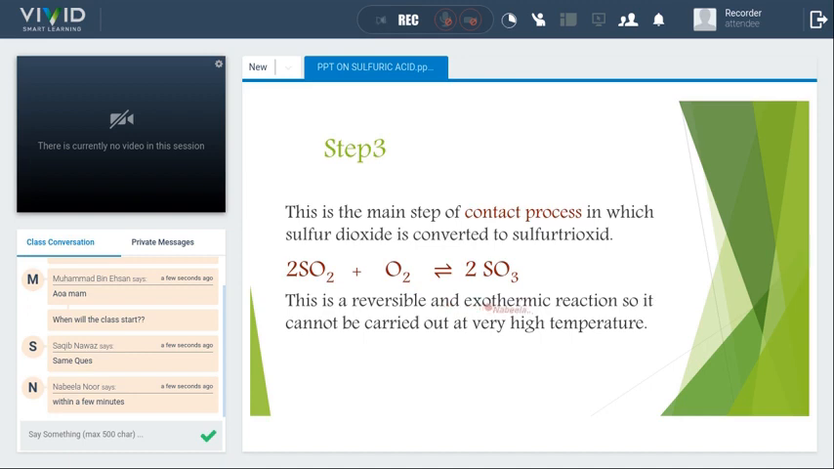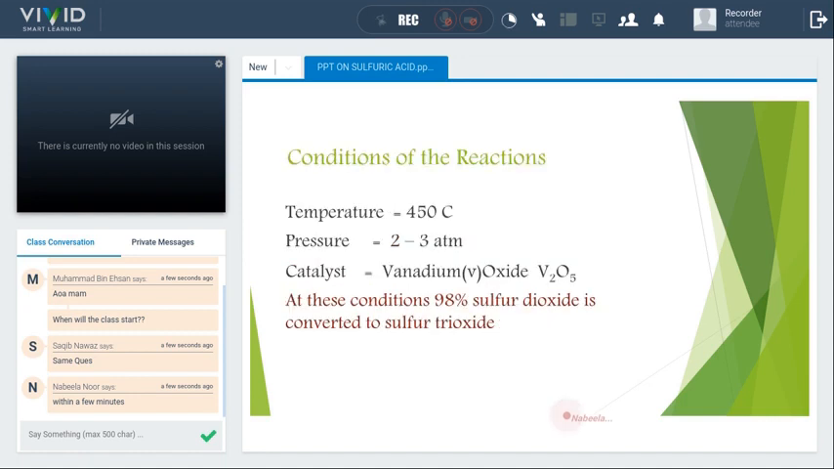The conditions required for the conversion of sulfur dioxide to sulfur trioxide are: the temperature is 450 degrees C, pressure is 2 to 3 atmosphere, and the catalyst is vanadium 5 oxide. The formula is V2O5. At these conditions, 98% of sulfur dioxide is converted to sulfur trioxide. So in the presence of these conditions, we get 98% conversion of sulfur dioxide gas to sulfur trioxide.